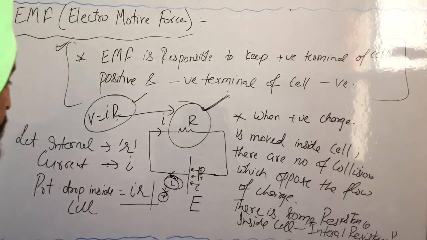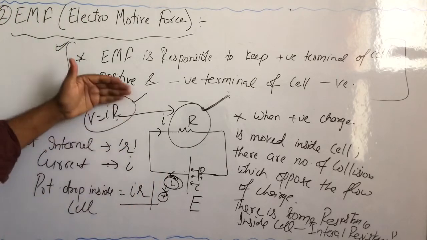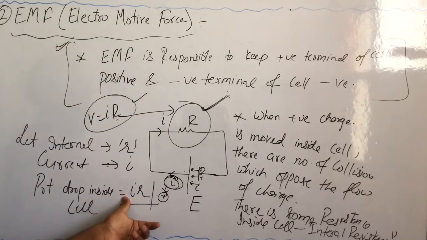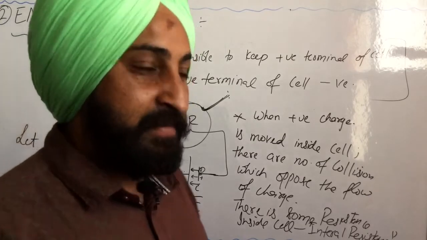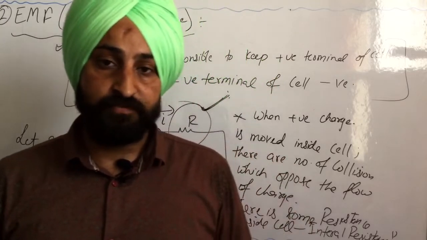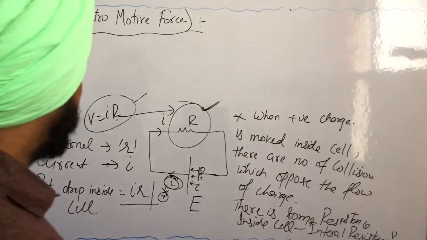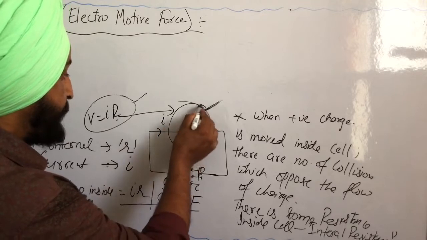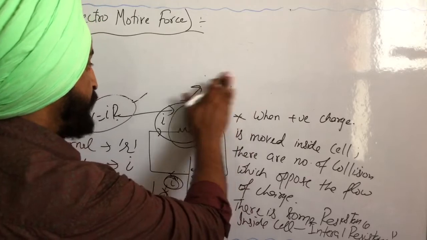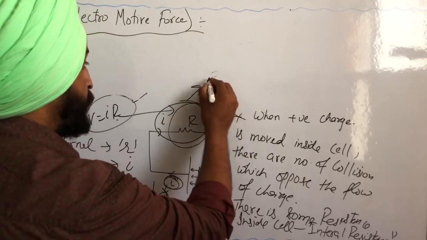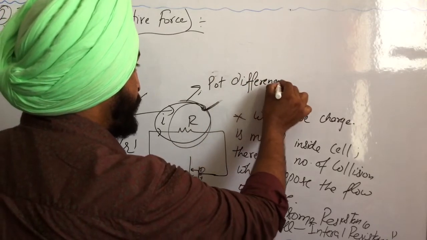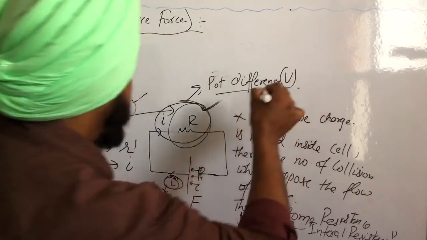Fine. So the potential drop due to external resistor is V is equal to I into R, and due to internal resistance it is I into small r. That means when current is flowing inside the cell, there is also some potential drop. Now small I into external resistance, we call it as potential drop or potential difference, and we denote it with V. Fine.